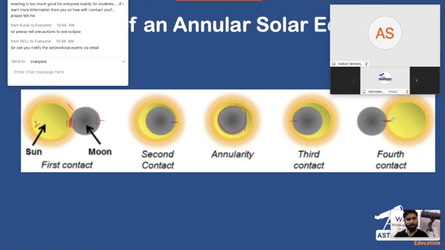The first contact, the second contact, this is important because this is the time frame in which you will observe the eclipse. So if I say the first contact of tomorrow's eclipse is 10:21, that means the eclipse will start at 10:21 and then go on till somewhere around 1 o'clock or something. I'll have to check that, right? So this is what you need to know about it.